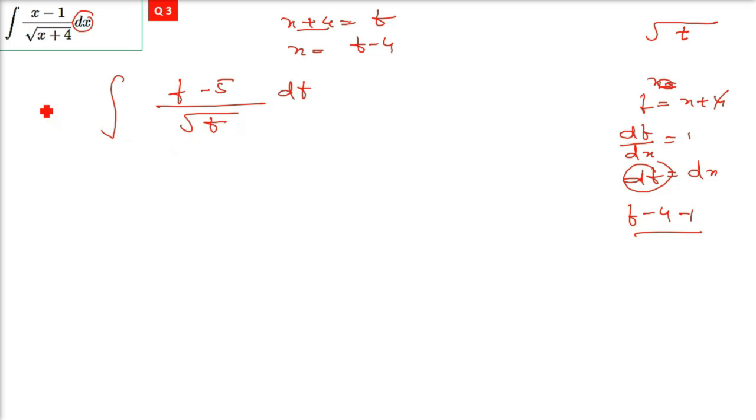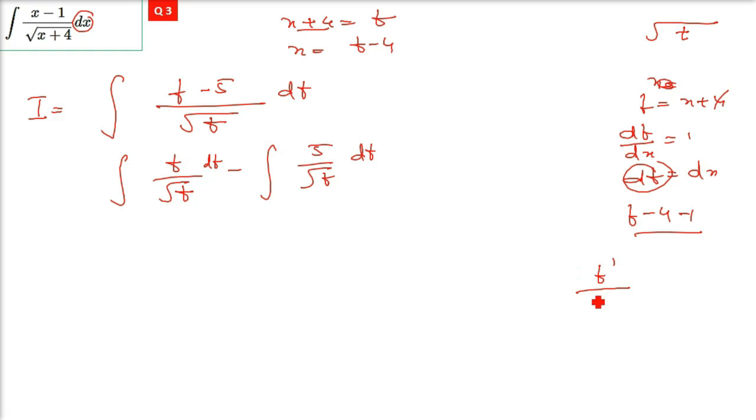Now separate them out, tackle them individually, divide and conquer. t divided by under root t, minus 5 by under root t, dt. This is 5 under root t dt. t by under root t: t is t raised power 1. Under root t is t to the power half. It goes up, it becomes t raised minus half. When the bases are same, the exponent gets added. So 1 minus half is half only. So we get t raised half. This is integration with respect to dt.